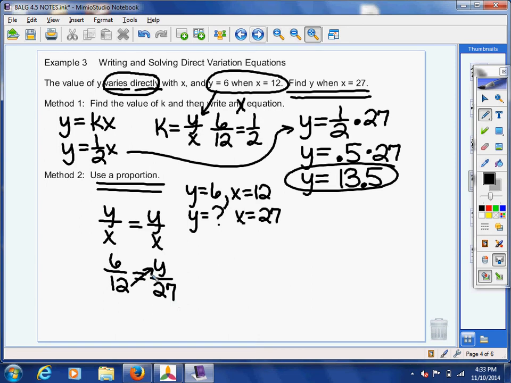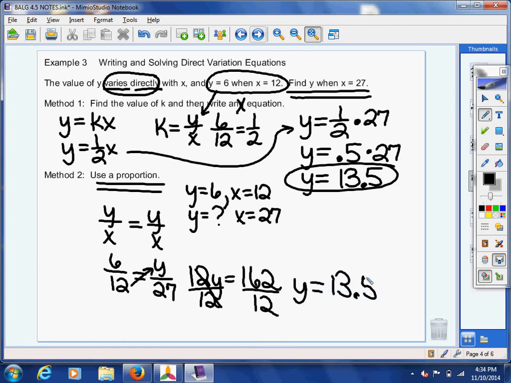So we'll end up with 12y equals 6 times 27. Take a second and calculate that and see what you get. Did you get 162? Good. That is great. You should have gotten 162. And then solve for y. Just divide each side by 12. And did you get y equaling 13.5? That's great. That's what we're after.